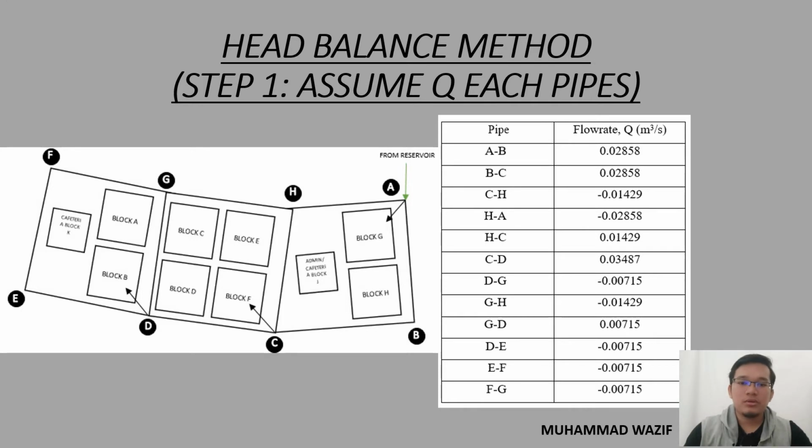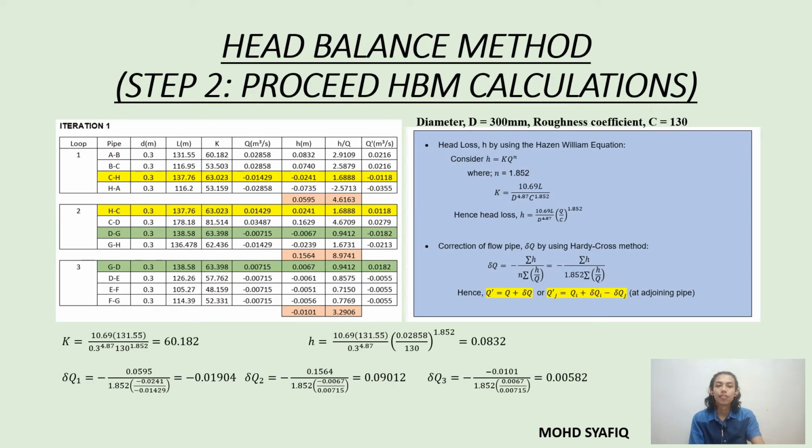For this project, we have 3 loops in order to apply HBM. Next, we transfer the data to the tables and find the K value. For this project, we apply the Hazen-Williams equation to determine head loss, which is H equals K times Q to the power 1.852. Then K is equal to 10.69 times L divided by D to the power 4.87 times C to the power 1.852. We determine K for all loops, and since we have K and Q values, we can calculate the head loss value.